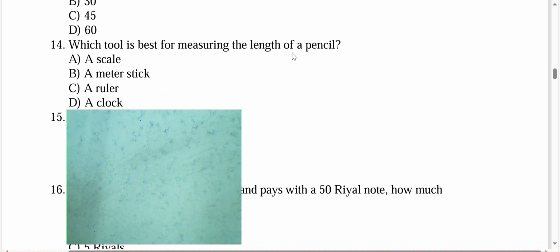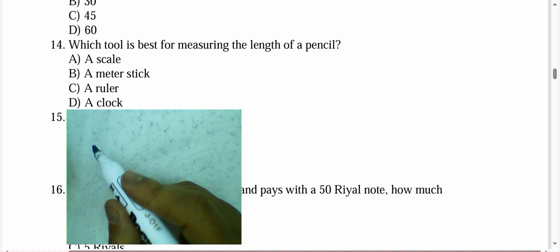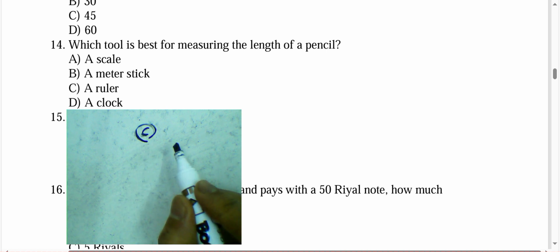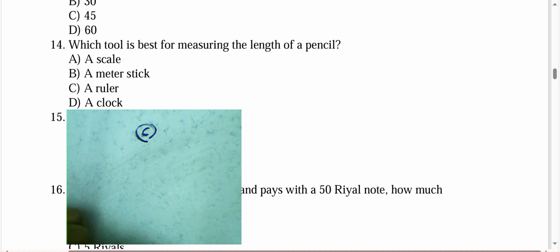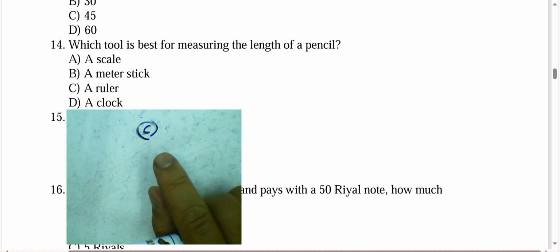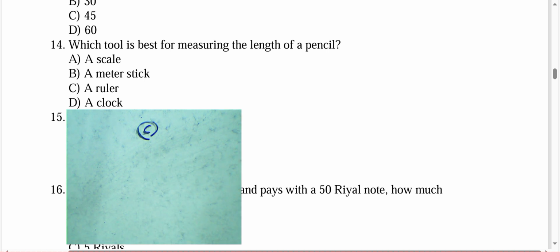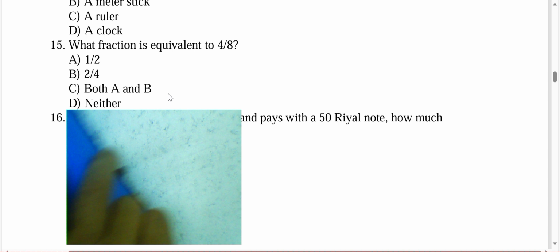Question 14. Which tool is the best for measuring the length of a pencil? We can find the length of the pencil by using the ruler. Choose letter C. We use the ruler to find the measure of a pencil. So the best tool we will use here is the ruler. Choose letter C.